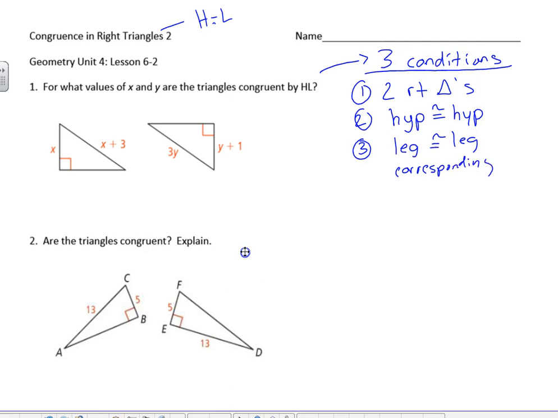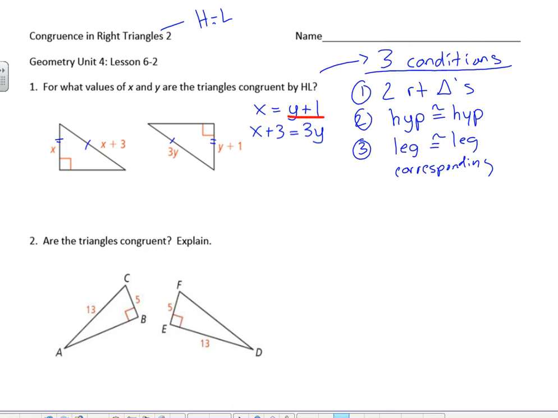So in this example, the hypotenuse is this side, the side opposite the right angle, and the legs would be over here. When we set up our equations, if we did the legs first, it would be x equals y plus 1. And then the hypotenuse would be x plus 3 equals 3y. What you notice is that there are 2 equations and they both have different variables. I would go ahead and use the method of substitution here.